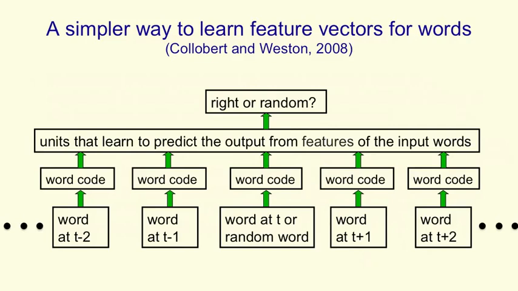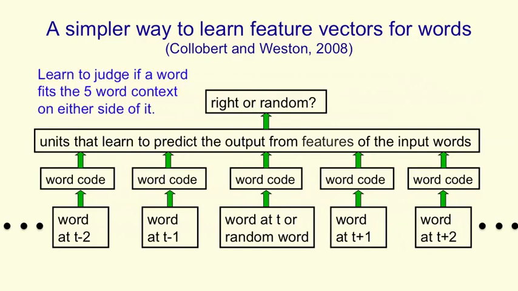So they look at a window of 11 words, 5 in the past and 5 in the future, and in the middle of that window they put either the correct word, the one that actually occurred in the text, or a random word. And then they train a neural net to produce an output that's high if it's the correct word and low if it's a random word. The neural net works the same way as before. We map the individual words to feature vectors, these word codes, and then we use the feature vectors in the neural net, possibly with more layers in the neural net, to try and predict whether this is the right or wrong word for that context.